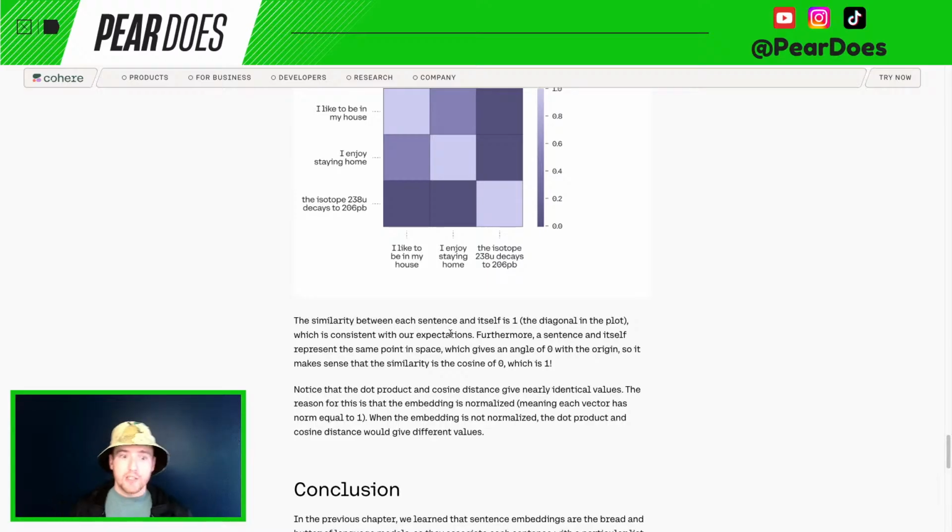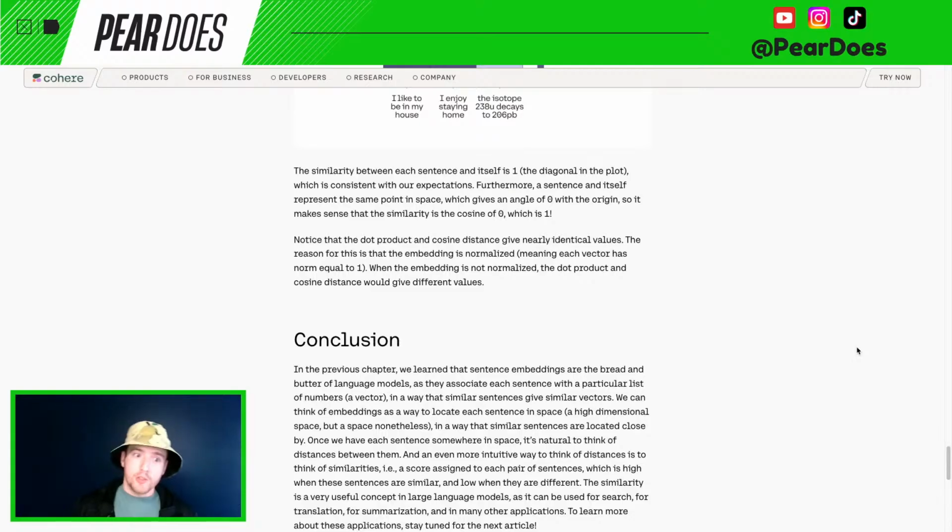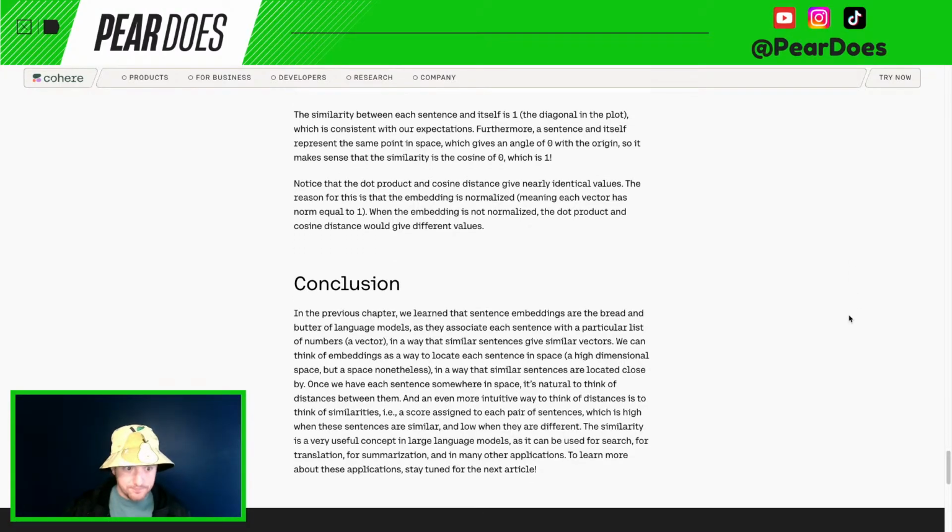The similarity between each sentence and itself is 1, which is consistent with our expectations. Furthermore, a sentence and itself represent the same point in space, which gives an angle of 0 with the origin, so it makes sense that the similarity is the cosine of 0, which is 1. Go figure. Middle school geometry. Notice that the dot product and the cosine distance give nearly identical values, although not exact. The reason for this is that the embedding is normalized, meaning each vector has norm equal to 1. When the embedding is not normalized, the dot product and cosine distance would give different values.